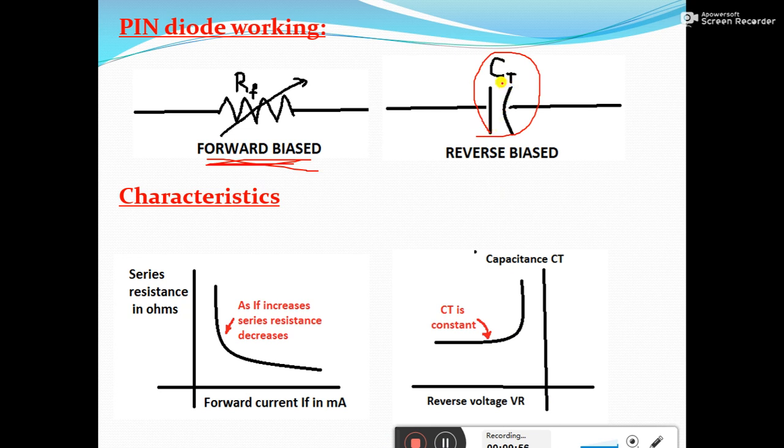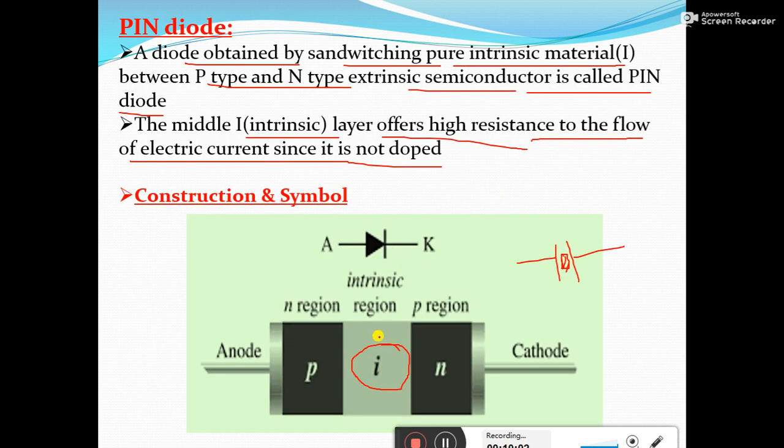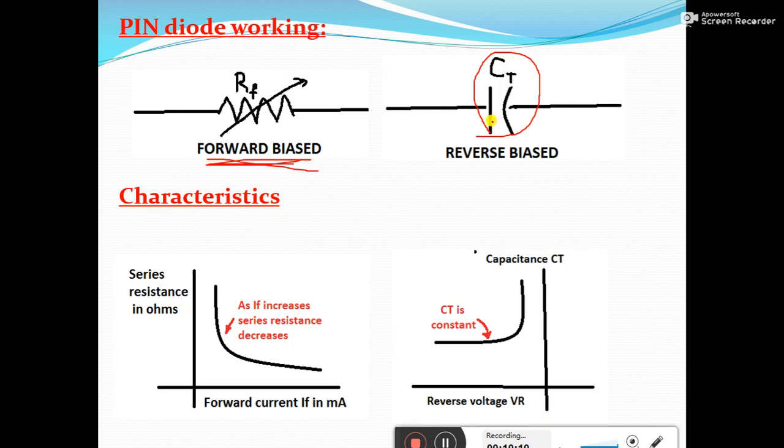This junction capacitance, or transition capacitance, depends on the width of the depletion layer. Since this depletion layer increases initially for a certain amount of time and after that becomes constant, it is assumed to be a constant capacitor when reverse biased. Again I am telling you, when it is forward biased, it behaves like a variable resistance, and when it is reverse biased, it behaves like a constant capacitor.